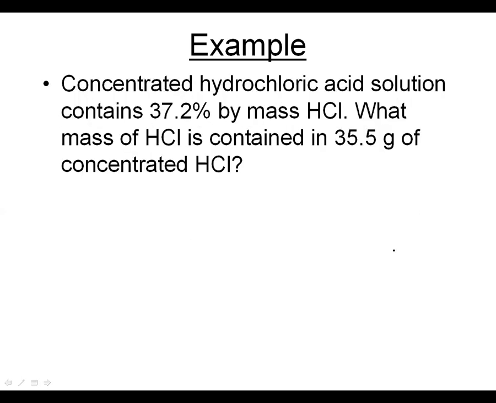So why don't you try this one? A concentrated hydrochloric acid solution contains 37.2% by mass. What is the mass of HCl contained in 35.5 grams of concentrated HCl? So why don't you take a moment or two and calculate that?